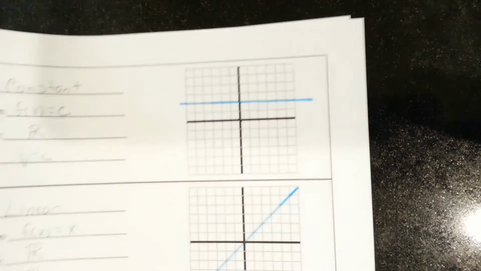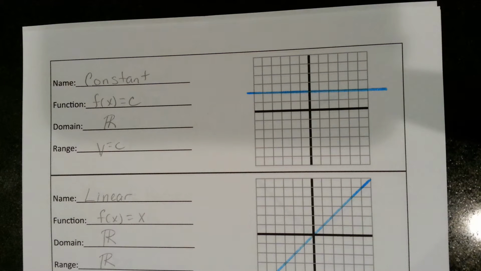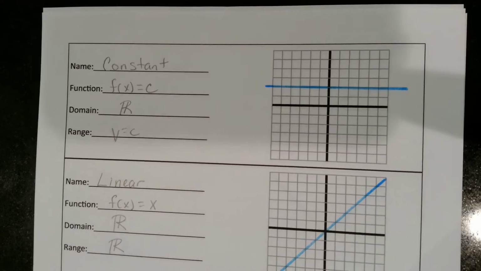Today we're going to cover, or tomorrow in class, we're going to go over some Algebra 2 review, cover properties of functions, and first thing I want to start off with is parent functions. Remember, a parent function is the simplest type of function for a given family of functions, okay?